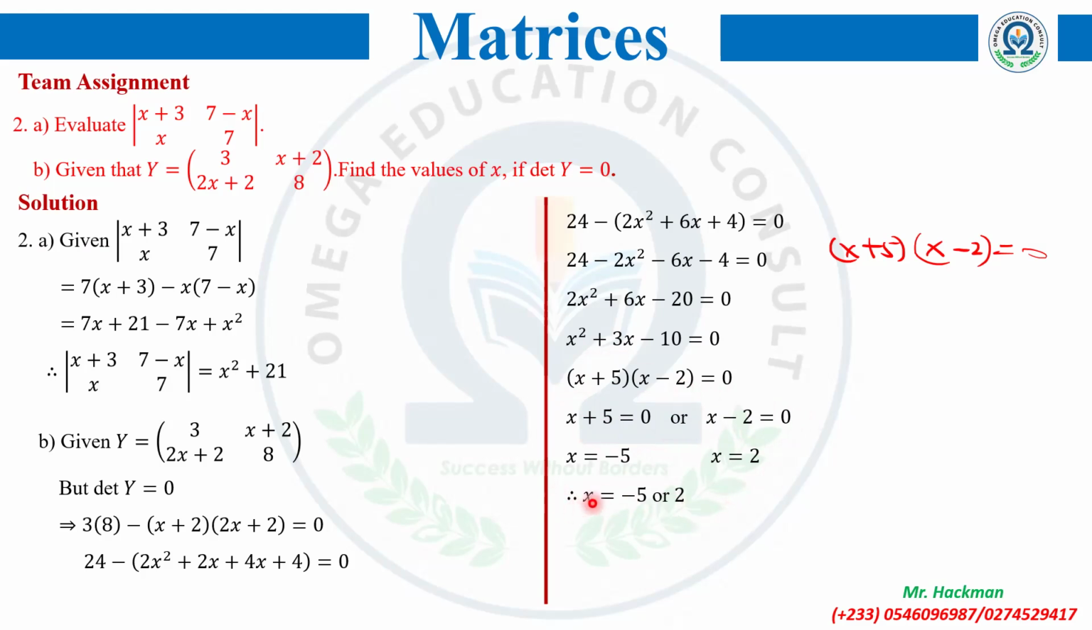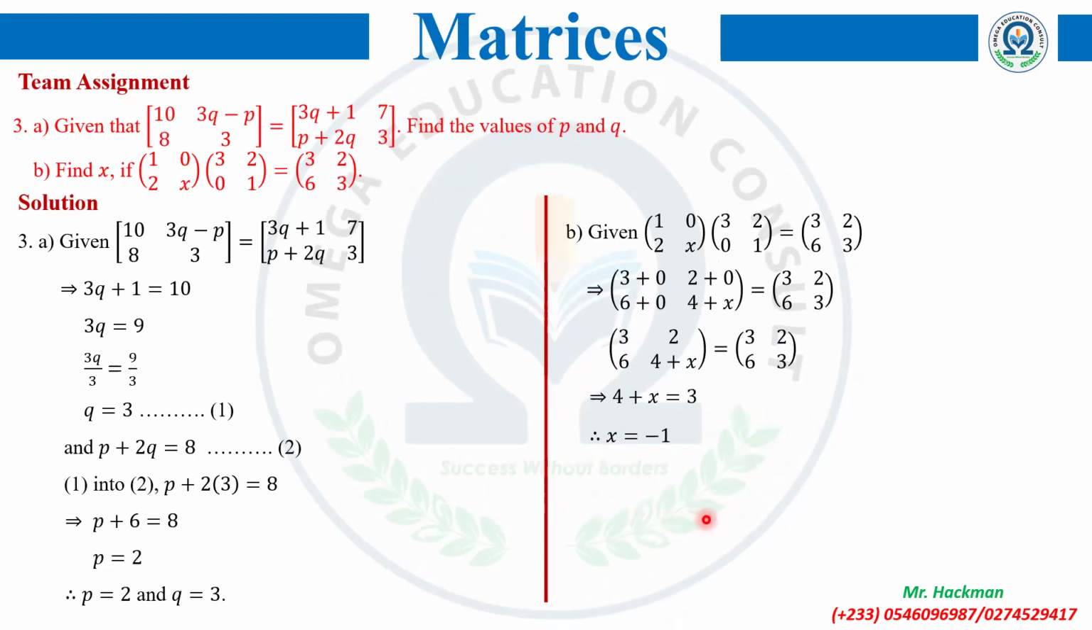Therefore x will be equal to minus 5 or 2. Somebody could have put minus 2 first; it doesn't really matter which of your factors come first. You end up getting the same solution, or values, for x in this case.